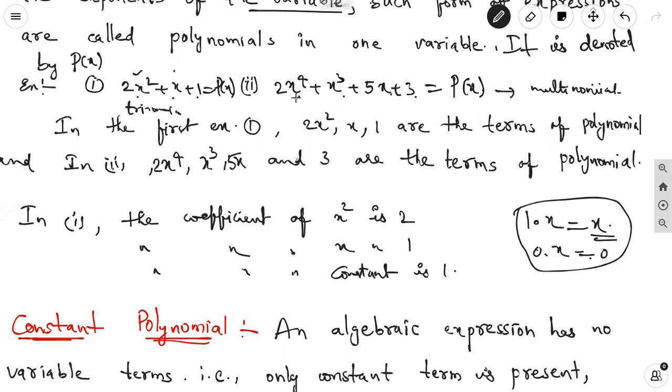So the coefficient of x is 1, the coefficient of constant is also 1. In the same way, in the second example, x to the power of 4 coefficient is 2, x to the power of 3 coefficient is 1, x square term is absent. So x square coefficient is 0, x coefficient is 5, constant is 3, like that. Okay.